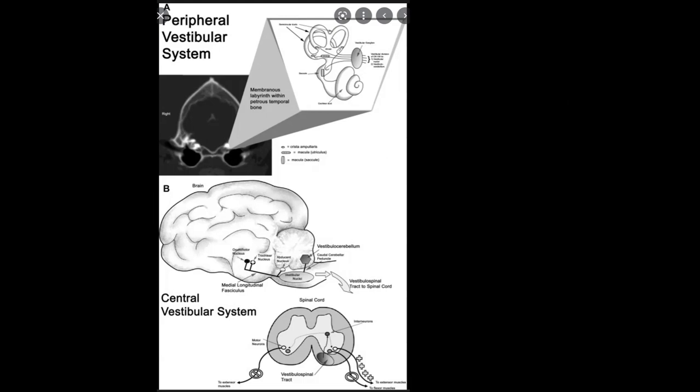So say I tilt my head to the left. The fluid in this one is going to move up like that. The hairs in this little sensory part are going to lean to the left, and that's going to send a nerve signal up through the vestibular nerve to the central vestibular system. So then what happens? How is my body going to respond to the fact that I'm leaning to the left?